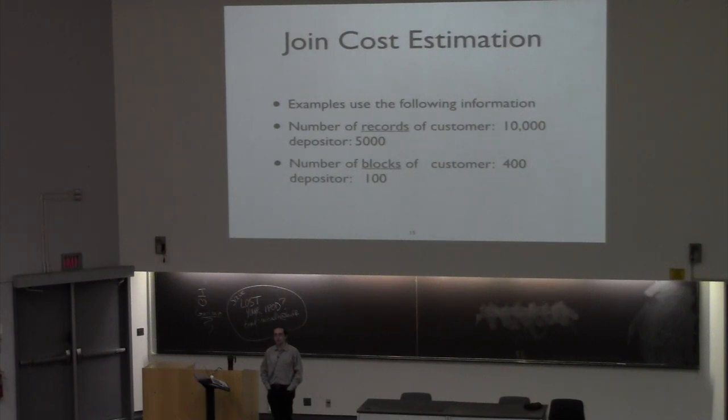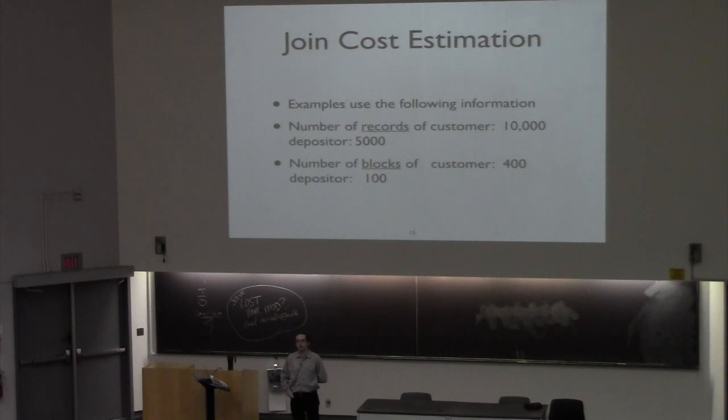Block nested loop join. Yes, with a block nested loop join, what is the cost of block nested loop join, assuming you do not have enough memory to hold the entire depositor or customer relation? All right, how do we compute this? What's the formula? 40,000, okay. So 40,100. How are you getting that?